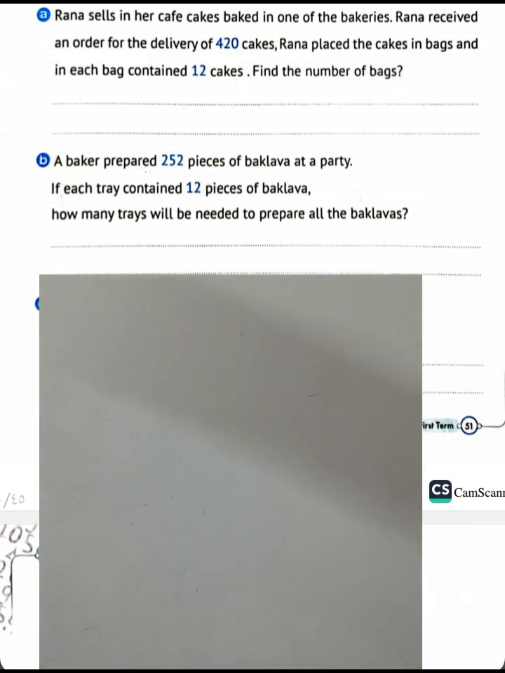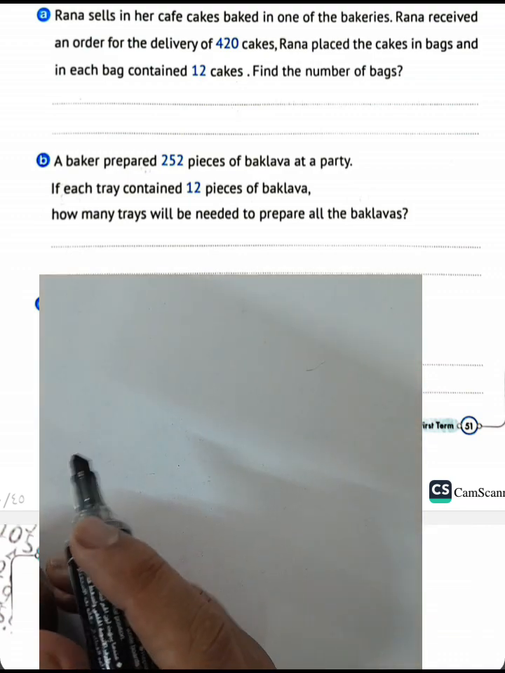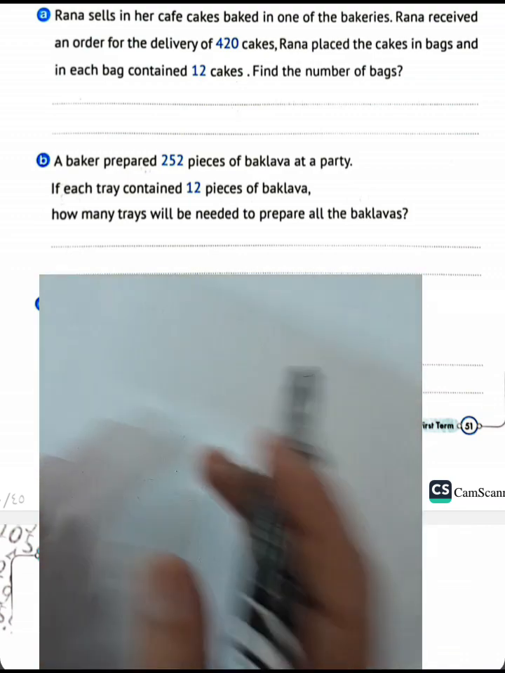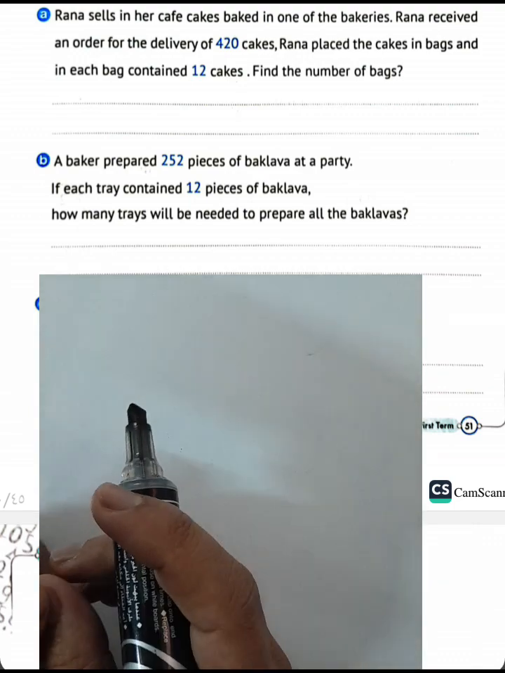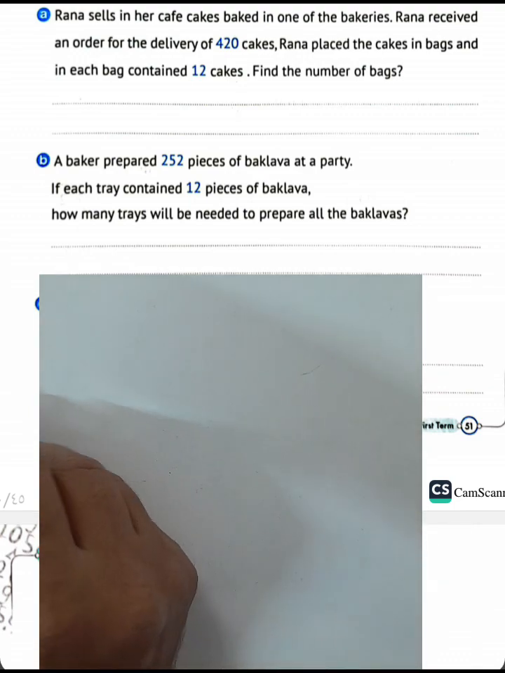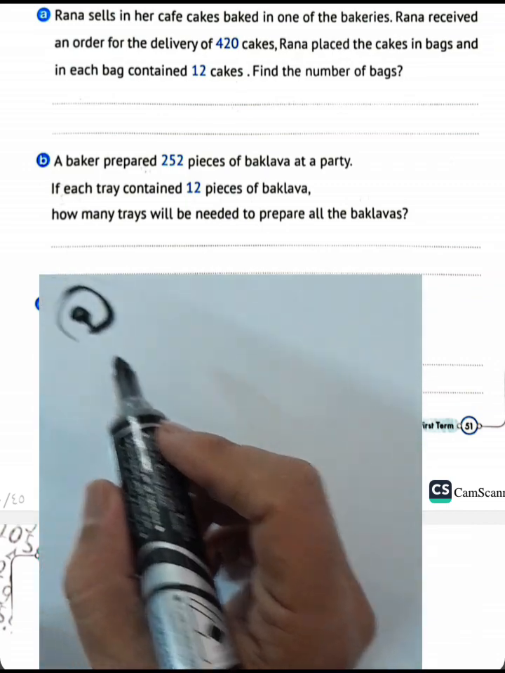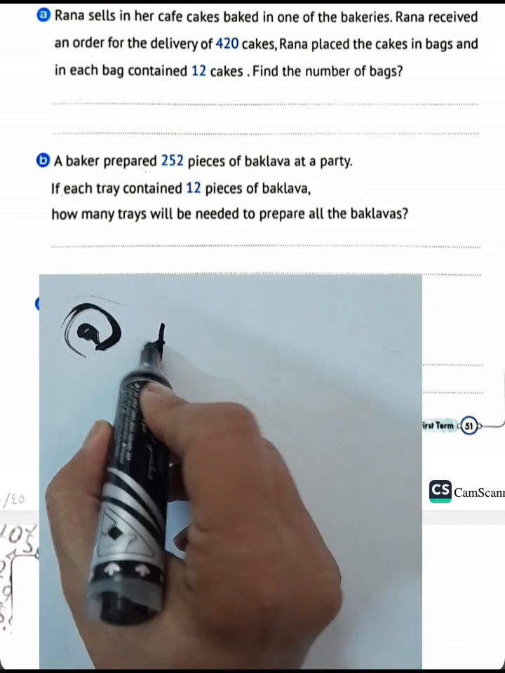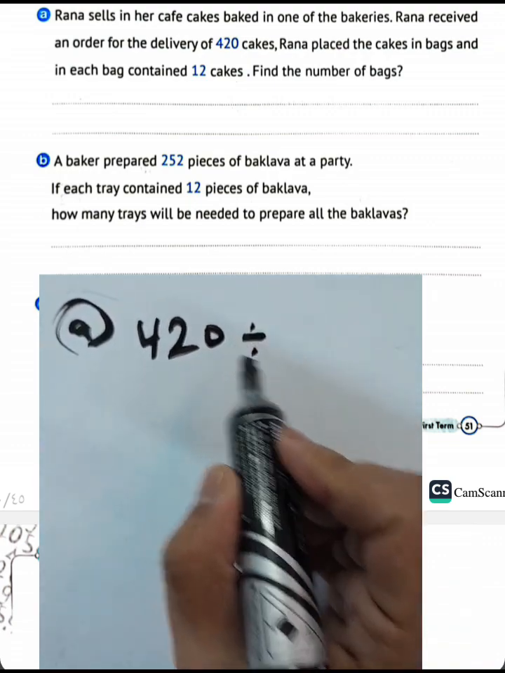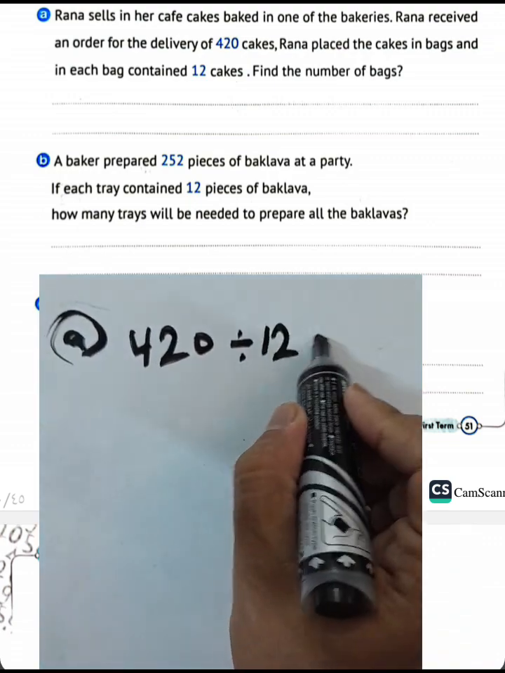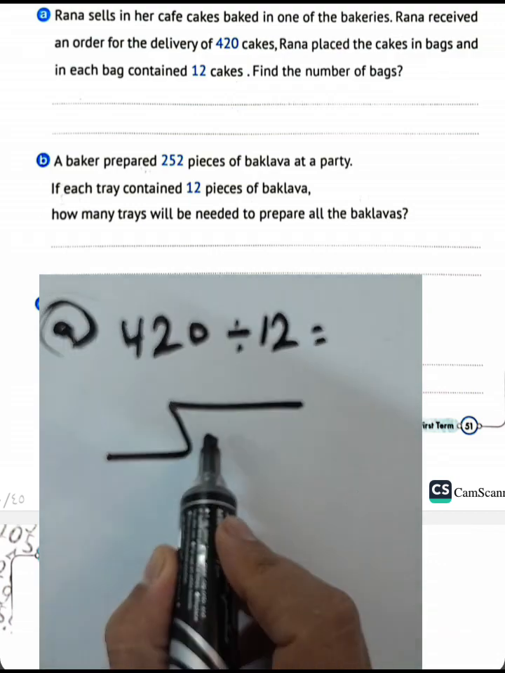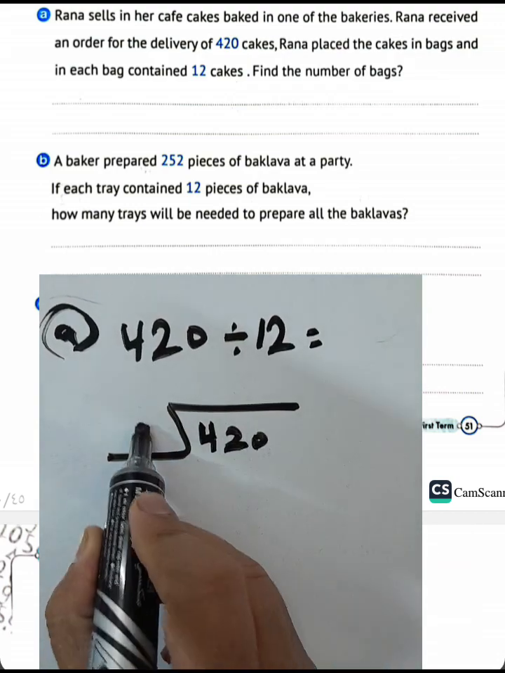We will use long division to find the number of bags, because she wants to distribute 12 cakes in each bag. First, the dividend would be 420 and the divisor 12. Write 420 divided by 12.